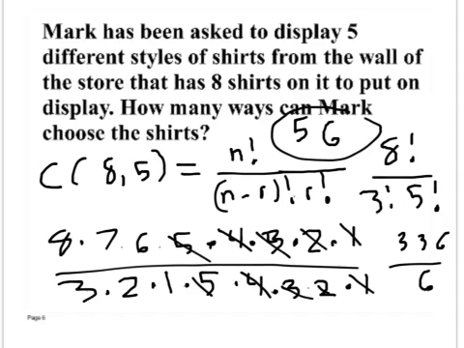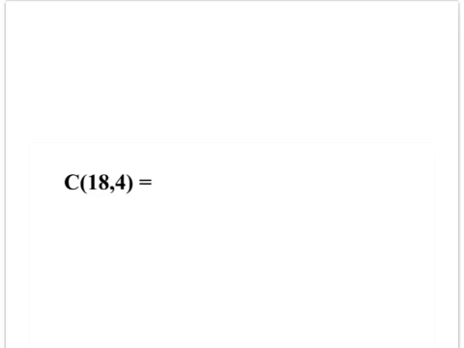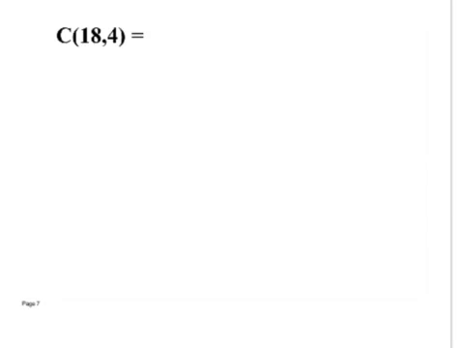Any questions? Now, sometimes they won't give you a scenario. Instead, they'll just give you C or P with the symbols. This is a combination of 18 total objects. You're only taking 4 objects.